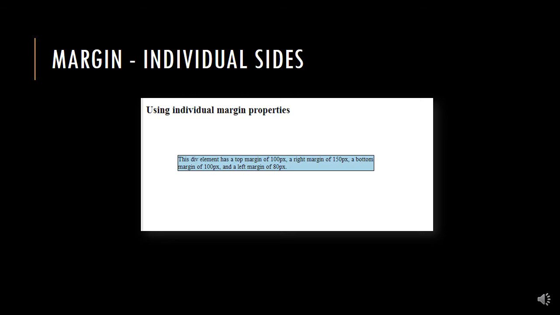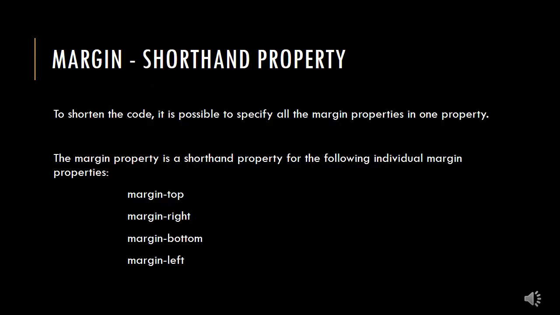Once we run our HTML file over a browser, this is how it's going to look like. The div element has a top margin of 100 pixel, a right margin of 150 pixel, a bottom margin of 100 pixel, and a left margin of 80 pixel. The same with our background and our border property.